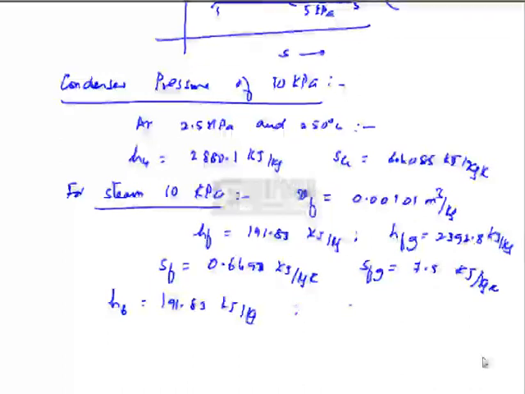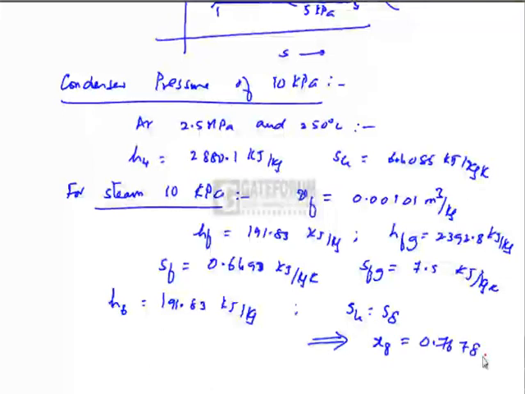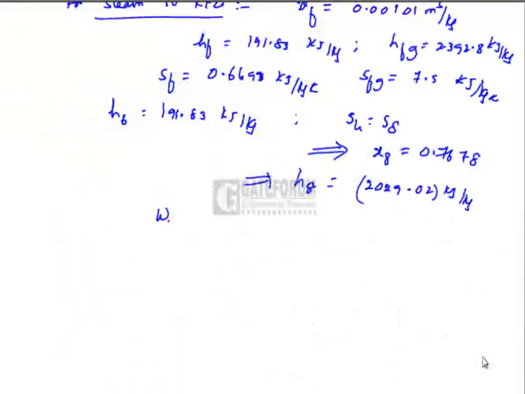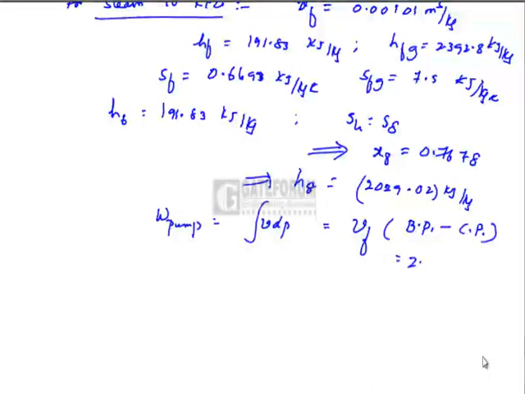Therefore, equating the entropy values, S4 is S8, we can obtain the dryness fraction X8 as 0.7678, which implies H8 can be obtained as 2029.02 kilojoule per kg. Work of pump is integral VdP, that is specific volume of the water times boiler pressure minus condenser pressure, which is obtained as 2.51 kilojoule per kg.